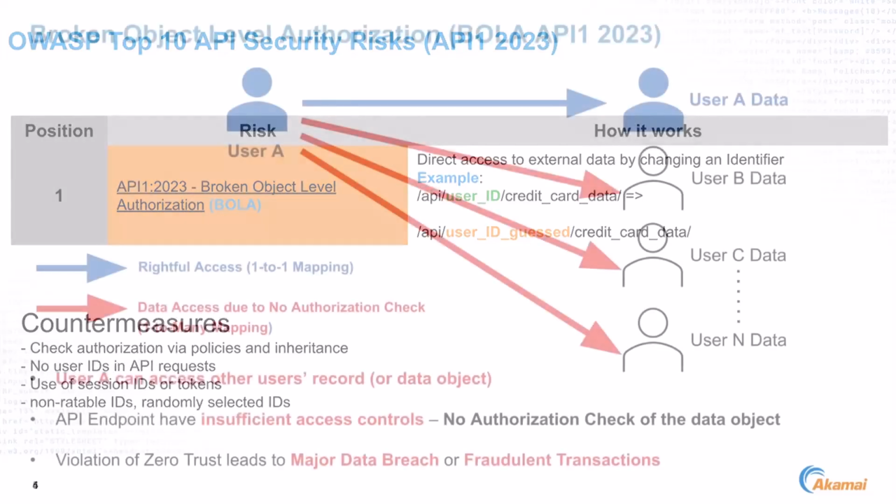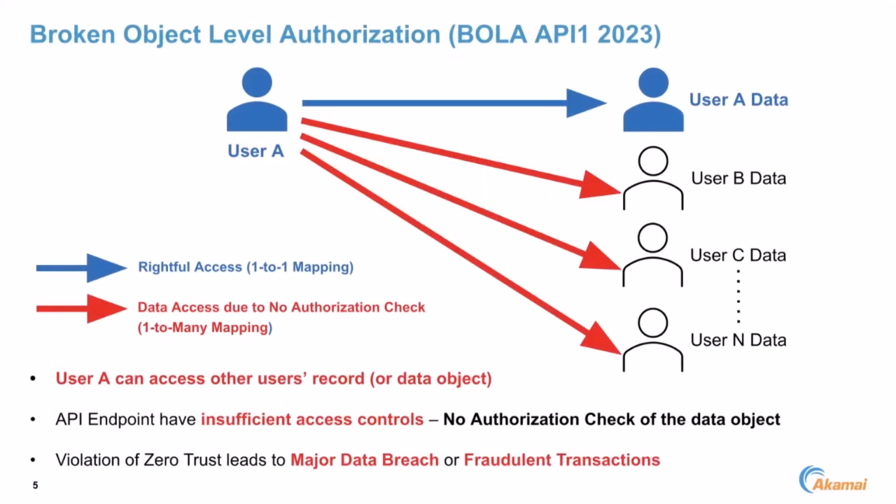In this diagram, we see user A, who has rightful access to his data, user A data. This is what's called a one-to-one mapping. One user can access one data record. A violation of this relationship is what BOLA is all about. With insufficient authorization checks, user A might be able to access user B or C or N data, which makes it a one-to-many mapping. Once the flaw is discovered, attackers automate the process and grab millions of user records for fraudulent activities.